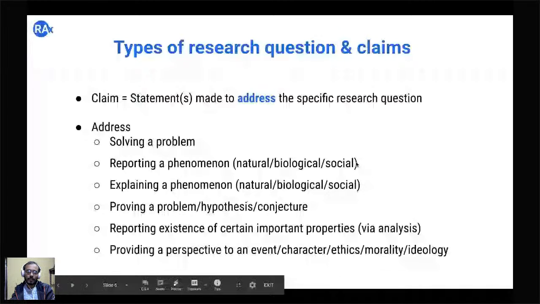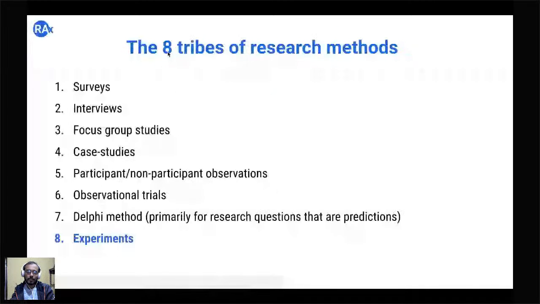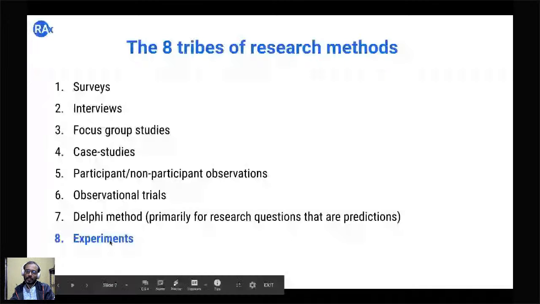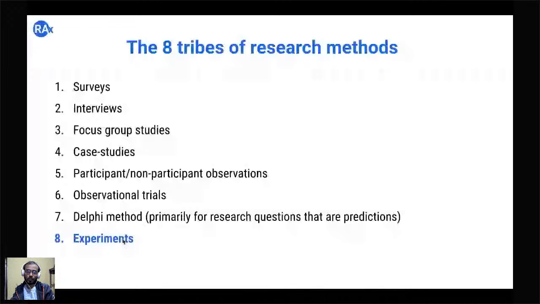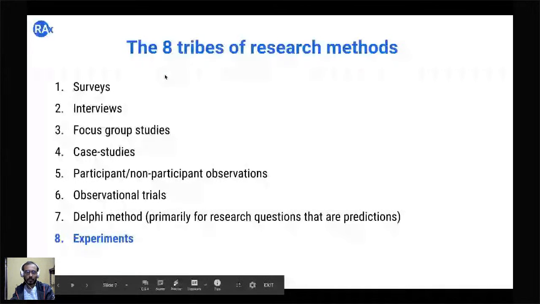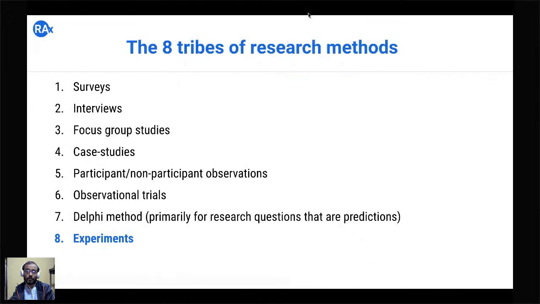Now, I talked about those 8 tribes of research methods, right? And what are those 8 tribes of research methods? That's where I was telling you this experiment is for purpose number 2, and I'm just giving you an outline so that you have the right context. This experiment, for purpose number 2, is actually a part of the research method. Okay.